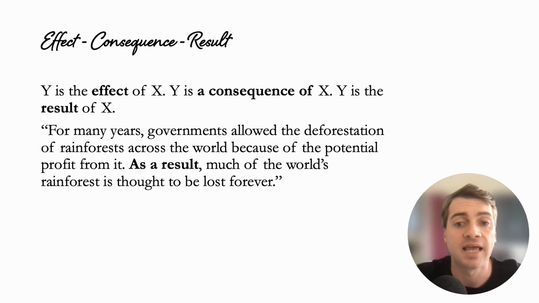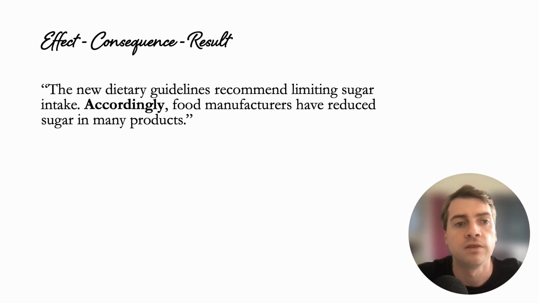So here we're saying X happened, and as a result, consequently, Y is now true. Okay, so governments allowed people to chop down rainforest. As a result, the rainforest might be gone forever. Okay, a few more examples. The new dietary guidelines recommend limiting sugar intake. Accordingly, food manufacturers have reduced sugar in many products. So the guidelines say this, and then accordingly, the effect is manufacturers are reducing sugar.